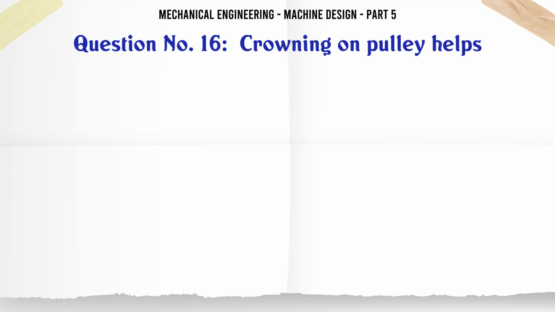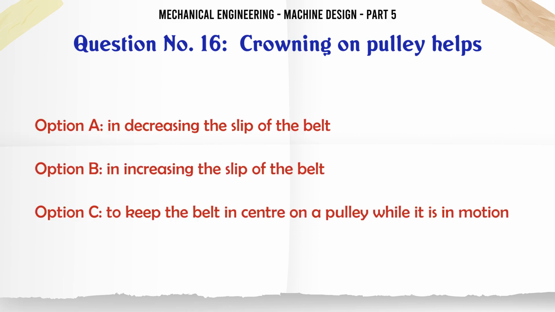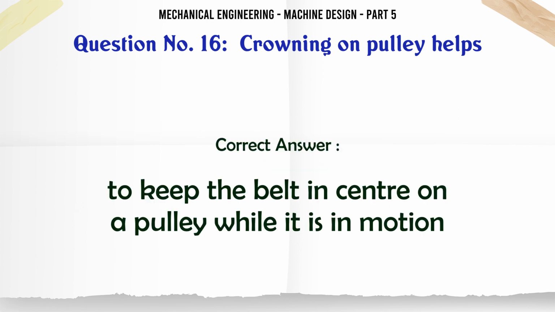Crowning on pulley helps A. in decreasing the slip of the belt, B. in increasing the slip of the belt, C. to keep the belt in center on a pulley while it is in motion, D. to increase pulley life. The correct answer is to keep the belt in center on a pulley while it is in motion.